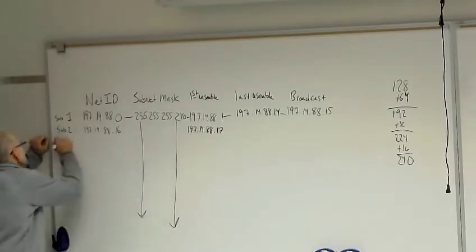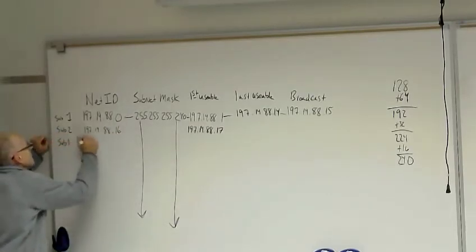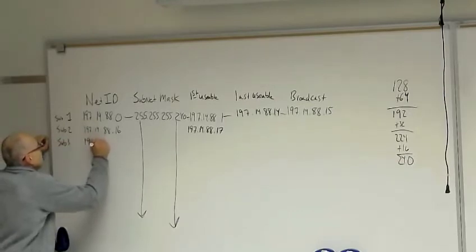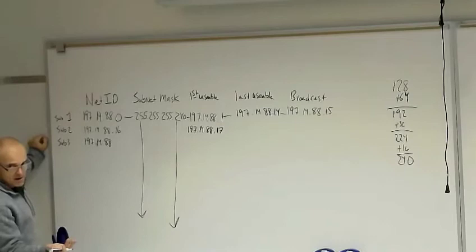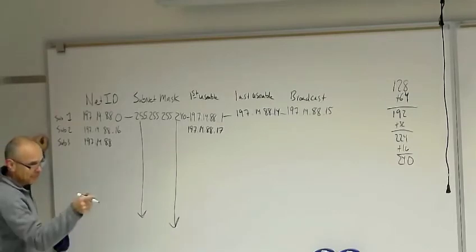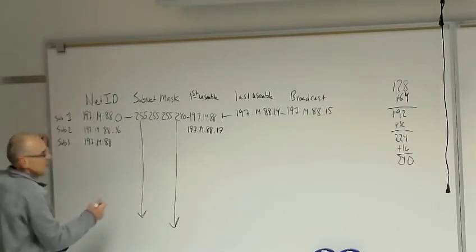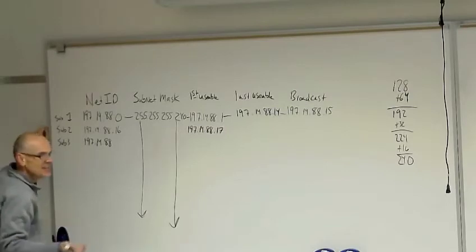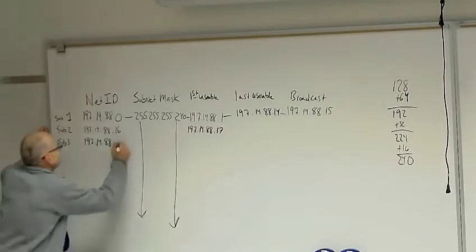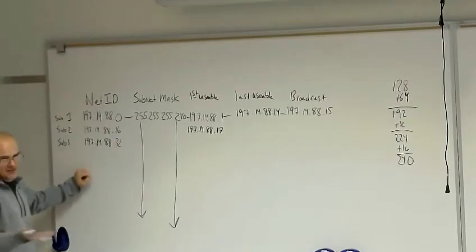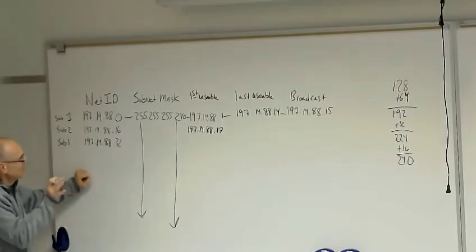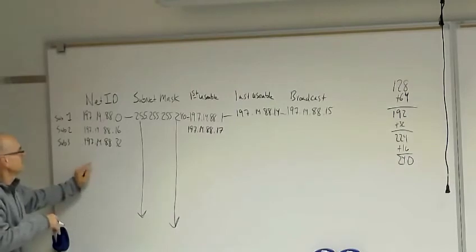So subnet 3 is going to be 197.14.88. What is 16 plus 16? 28. No. Try again. 16, 16, 32, right? Oh, yeah. Okay, good. So we got to check our math at all times, because if we get off mathematically on one of these steps, the whole thing goes kapooey. We don't want that to happen.